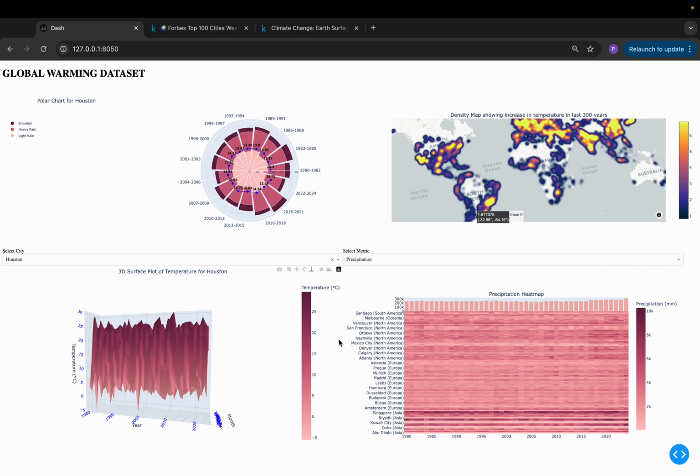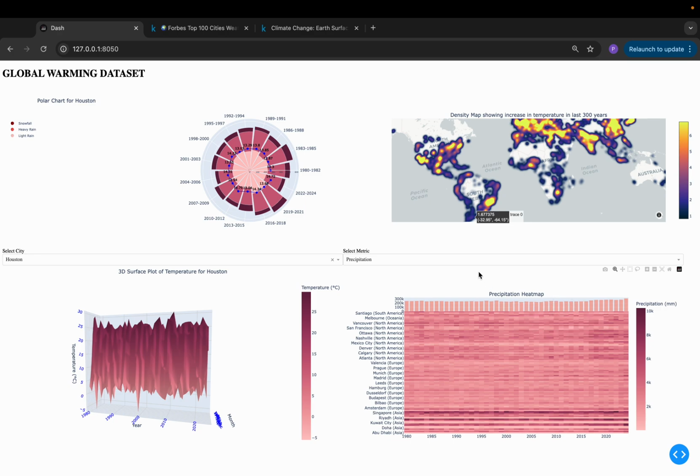The last is a heat map which contains various metrics. It basically encodes these four metrics: precipitation, snowfall, sunshine, and shortwave radiation. For example, for precipitation, it encodes millimeters of precipitation per city in its color. This also has a stacked bar chart on top which represents the total precipitation in that particular year.